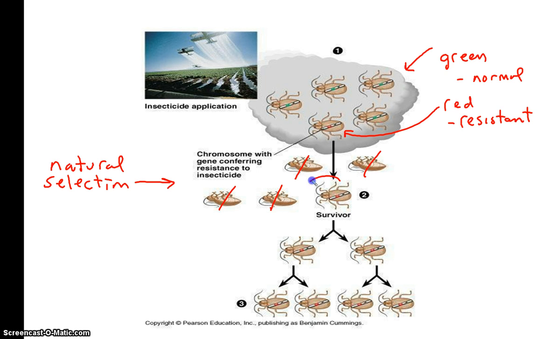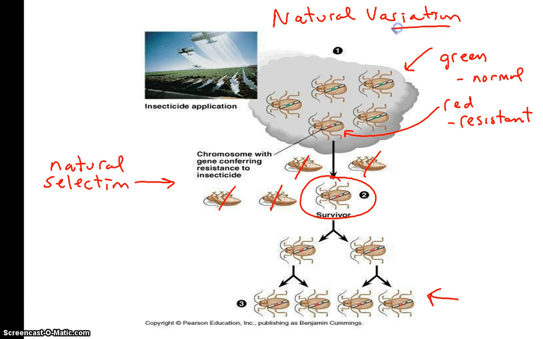The survivor, because they have that mutation, because they have a different allele, gets to reproduce. And if we look down here in generation number 2, the population is entirely red. Now, there probably would be some green alleles that would survive, but you can see how evolution takes place over time because of the natural variation present in the population at the current time.